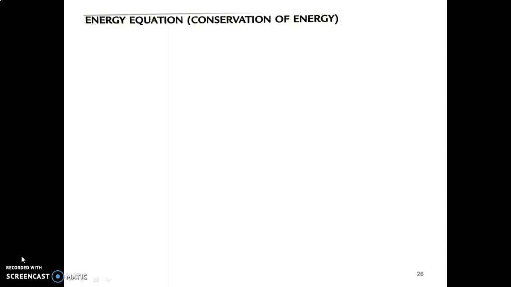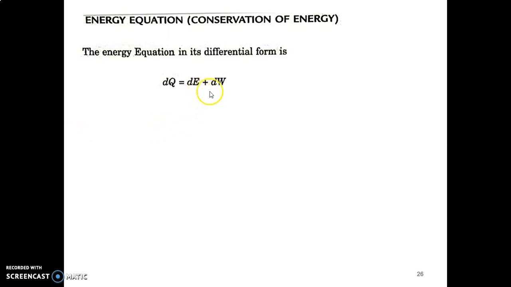So we will start with the energy equation, which is otherwise known as conservation of energy. Here, we can write the energy equation in its differential form as per the first law of thermodynamics like this: dQ is equal to dE plus dW, where Q is the heat energy, E denotes the total energy, and W is the work in the system. Now, dividing all the terms by dt, we get dQ by dt is equal to dE by dt plus dW by dt.